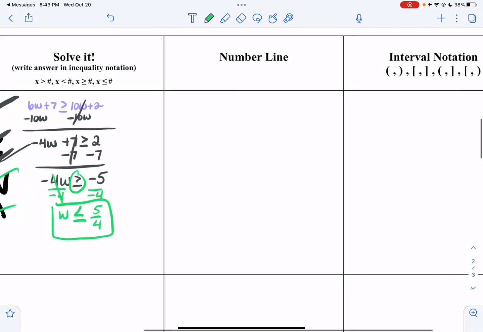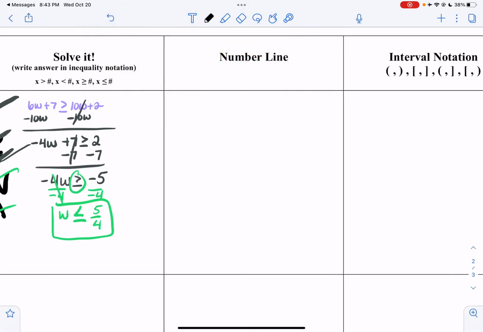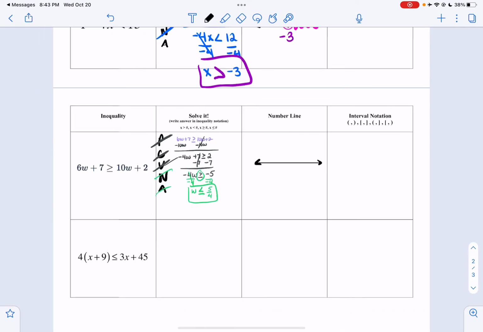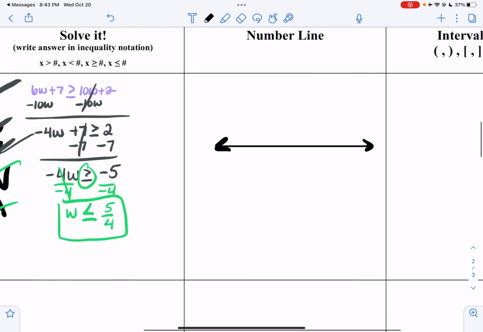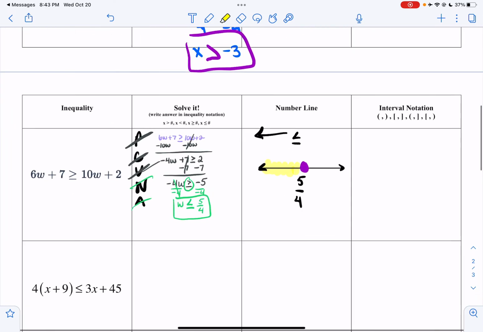Now we're going to sketch this on a number line. So I put my 5 over 4 smack dab in the middle. Now, since I'm doing less than or equal to, I'm going to shade in this direction. But I have to ask myself, is this an open circle or closed circle? It's a closed circle. And I'm going to shade to the left. And that's my final answer.